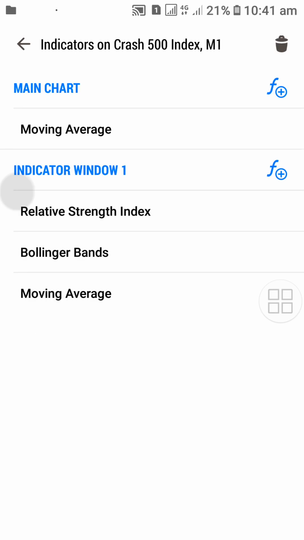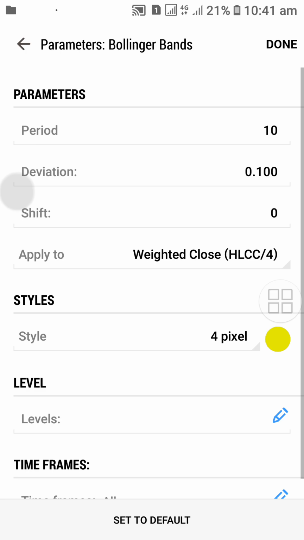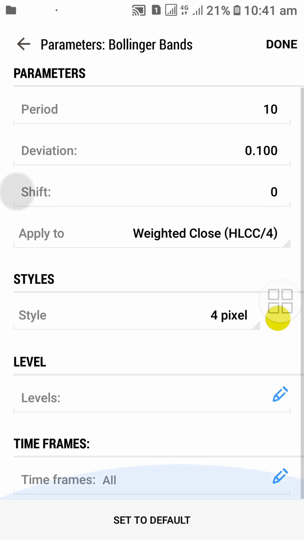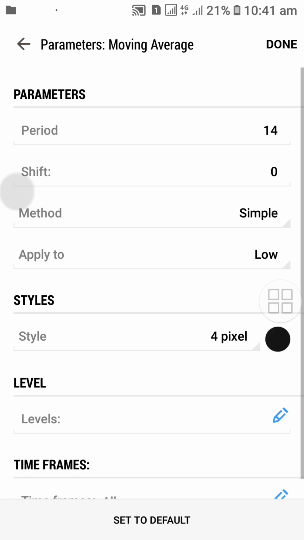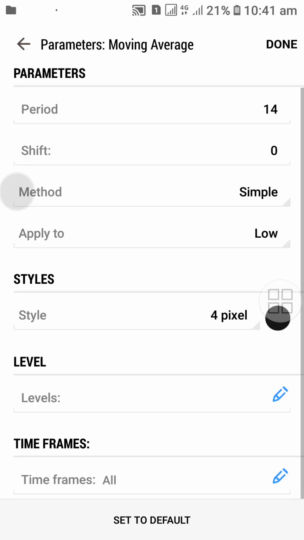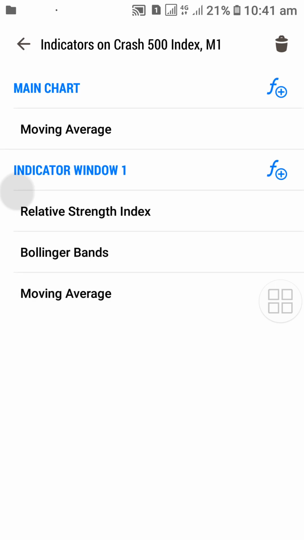The next is the Bollinger Bands. This is the information we are using as well, so you can use this information. Last but not least, the moving average, same information. Take note of this.